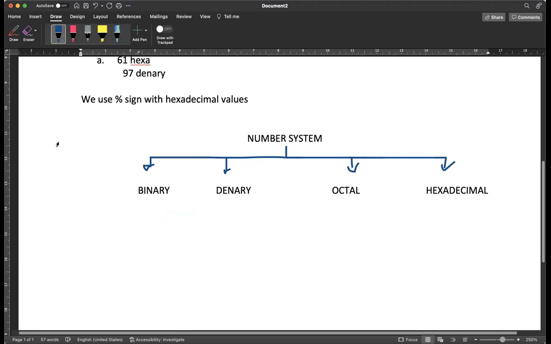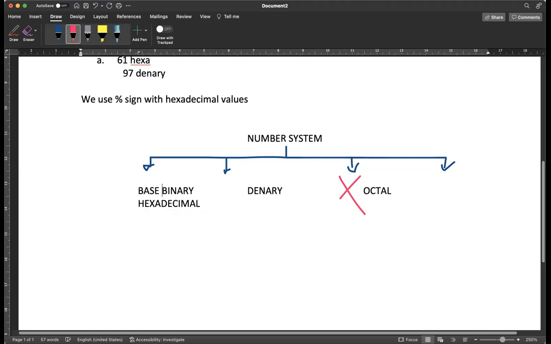So how many types do we have? 4 types. But in our course, octal is not included, so we only have to go through 3 types. So let's discuss binary. Binary is known as base 2. It is called the base 2 system. Why? Because in binary we have only 2 numbers, 0 and 1.